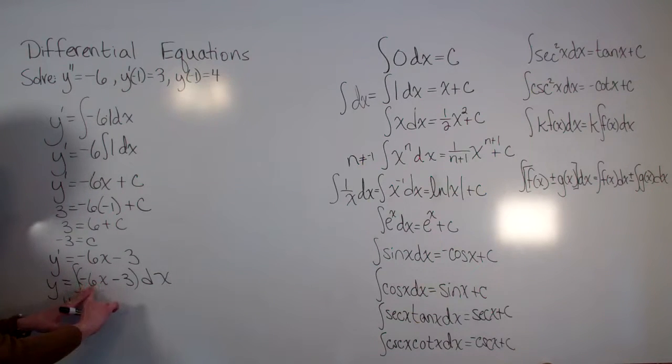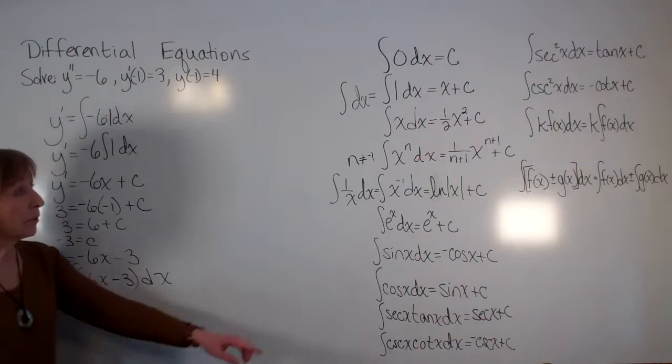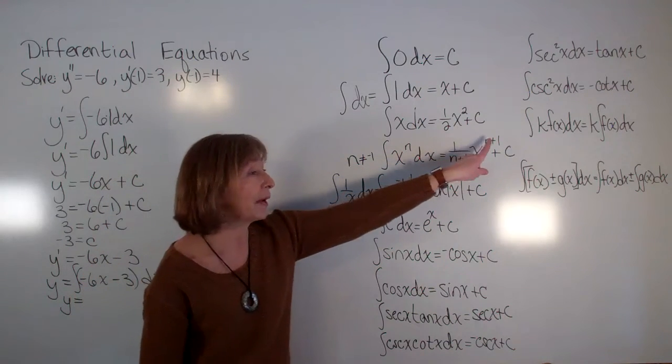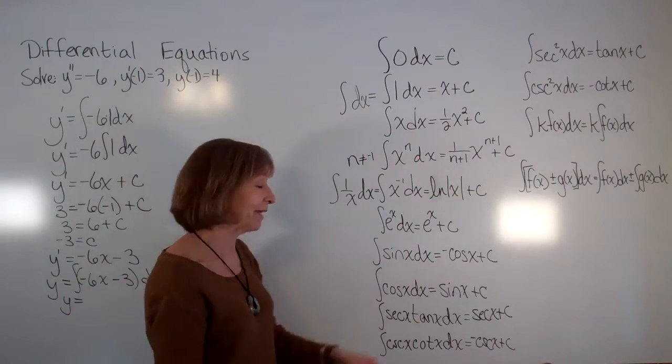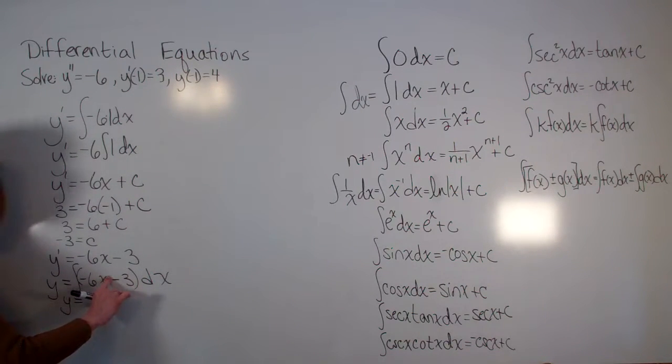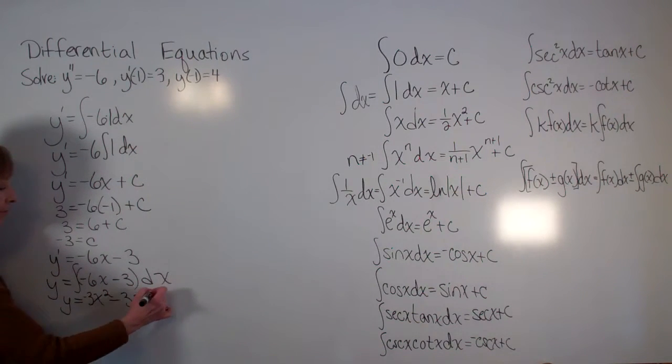So this is a number times x to the positive 1 power. Letter base to number power, as long as my number power is not negative 1, you add 1 to the exponent and divide by that. So I have my x. It's now to the first power. 1 plus 1 is 2. And when I take negative 6 and divide by 2, I get negative 3. And then minus the integral of 3 dx is 3x, and then plus c.